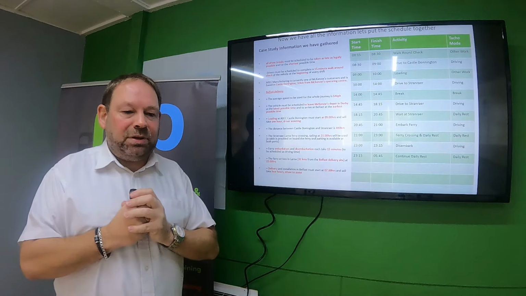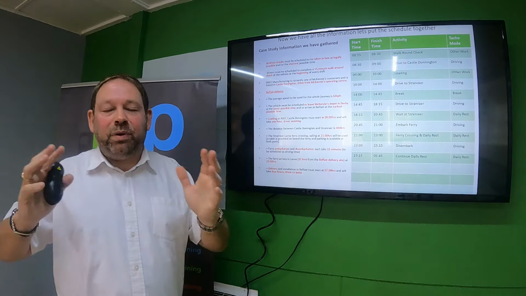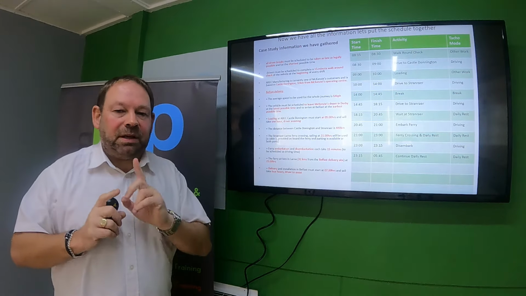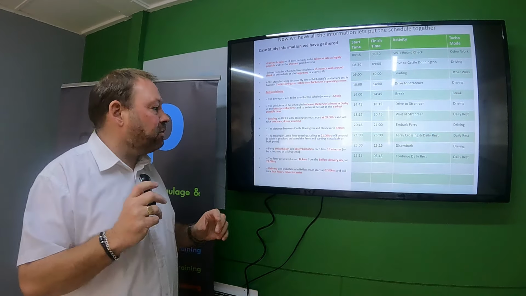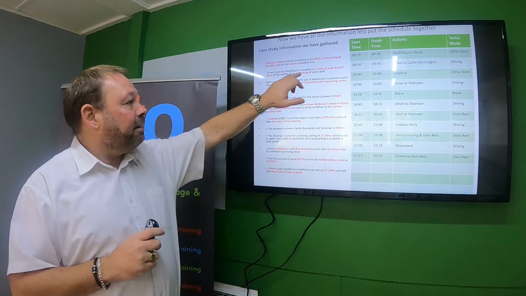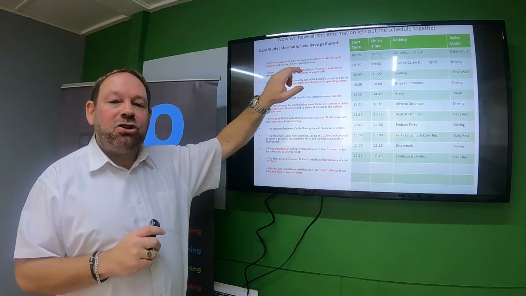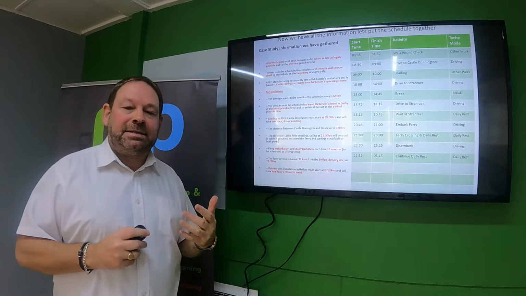What's going to be the next thing that we do? Well, we can just jump in our vehicle and we can drive off down to Belfast, can't we? No, something a lot of people forget. The schedule told us at the beginning, 15-minute walk round check of the vehicle at the beginning of every shift. You've just had a daily rest.